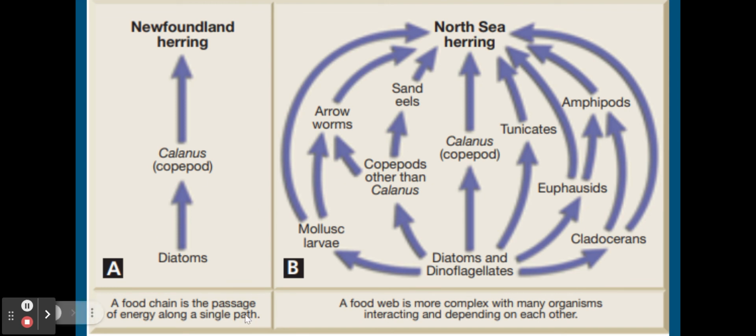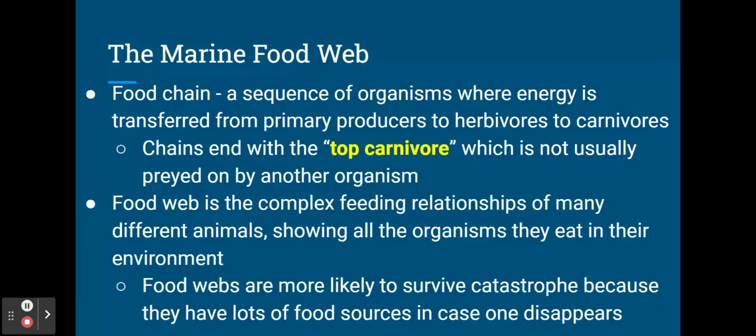Now, a food chain passes energy along from one organism to the next. So this is a food chain on the left. A food web is where you have all of the different organisms and all the things that they eat and how they all connect to each other. Okay, so food chains typically go from producer to herbivores to carnivores. Okay, and the chain ends with the top carnivore, which is an organism that isn't preyed on by another organism. So like a shark. Okay, the food web is complex. Okay, it shows all the organisms they eat and their environment and all those interactions.